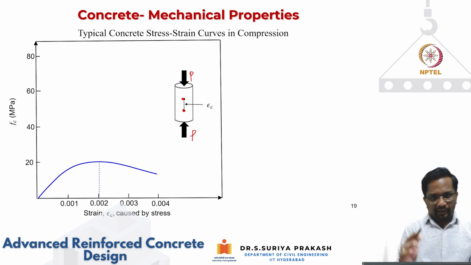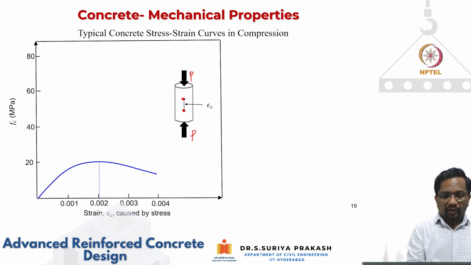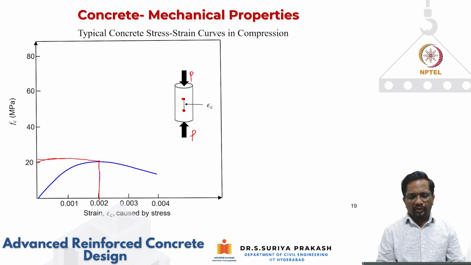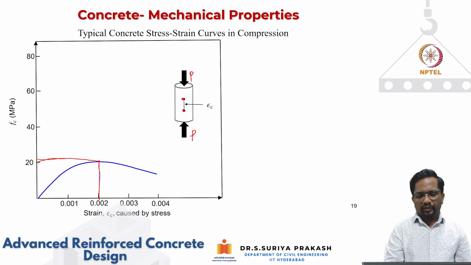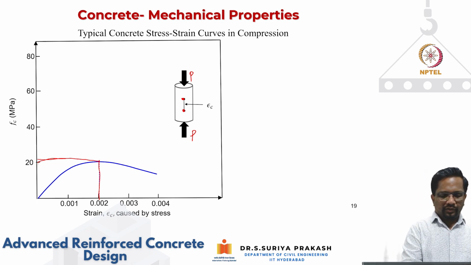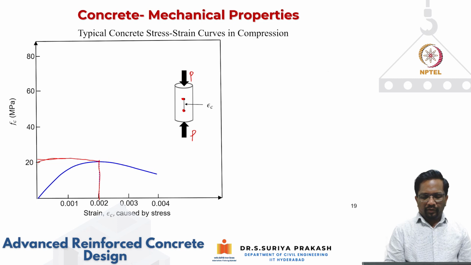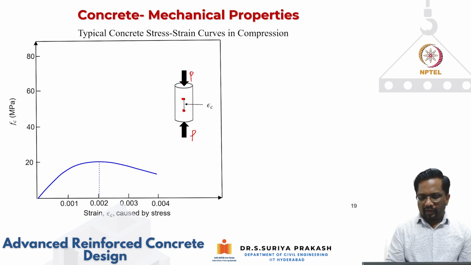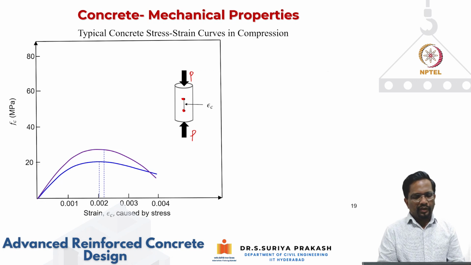So this is a cylinder, so that is going to give you the actual compressive strength. If you see here, this is my strength, 20 megapascal, and roughly it reaches a peak strain of about 0.002, and it is going to go. So this is the way it is going to be for your 20 megapascal concrete. As I go higher and higher, let's look at 30 megapascal.